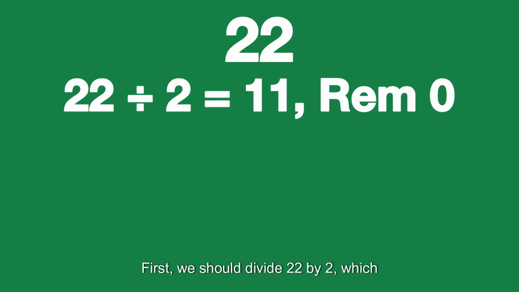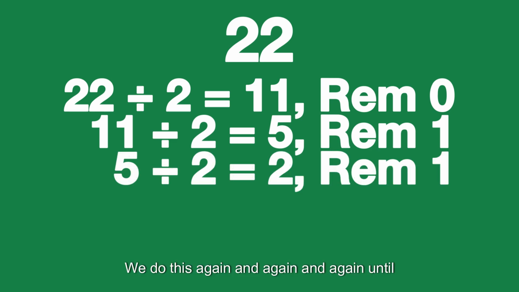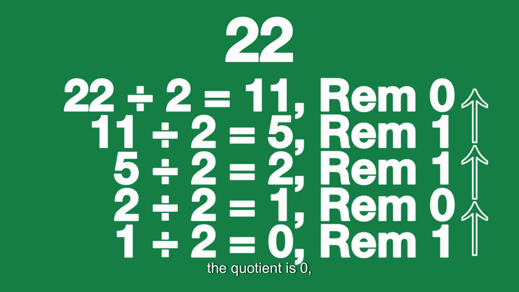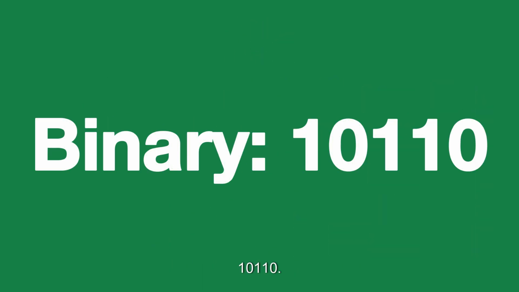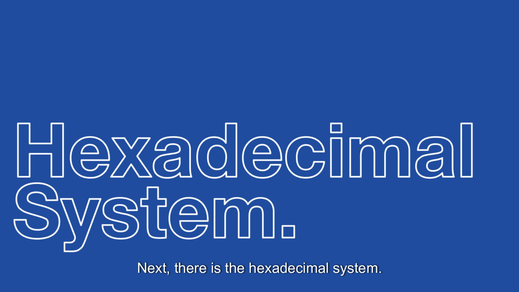First, we should divide 22 by 2, which gives us 11 with no remainder. Then we divide again, giving us 5 and a remainder of 1. We do this again and again until the quotient is 0, and the result is the binary number 10110. Next, there is the hexadecimal system.